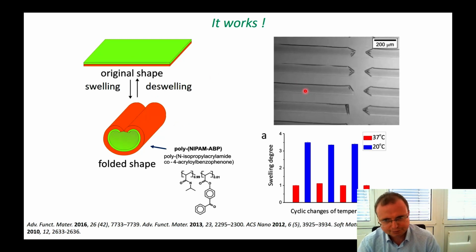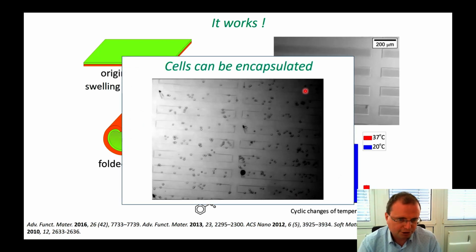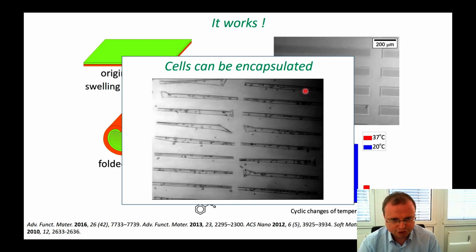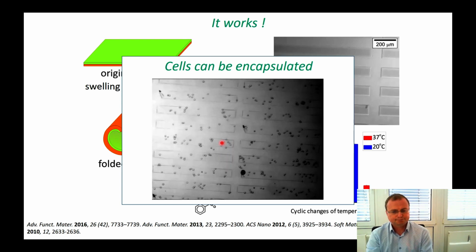This approach works. And of course, one can transfer this approach for the biofabrication. One can simply put the cells on the surface of this bilayer, apply a different temperature, the bilayer rolls, makes the tubes, and the cells get encapsulated inside these tubes.